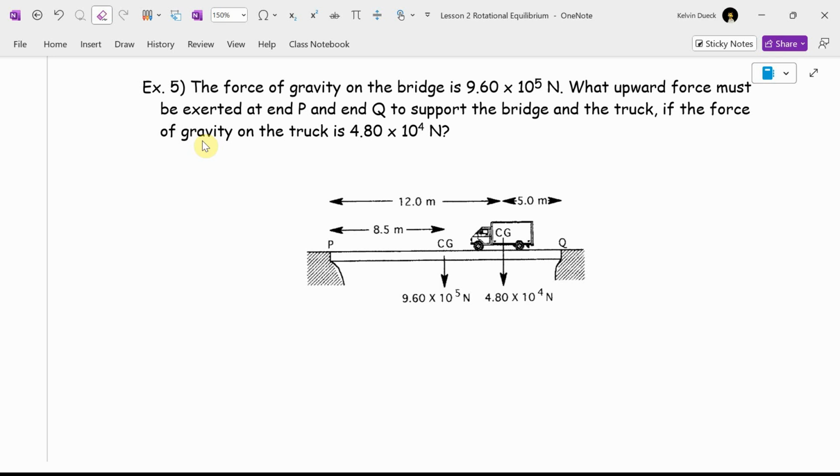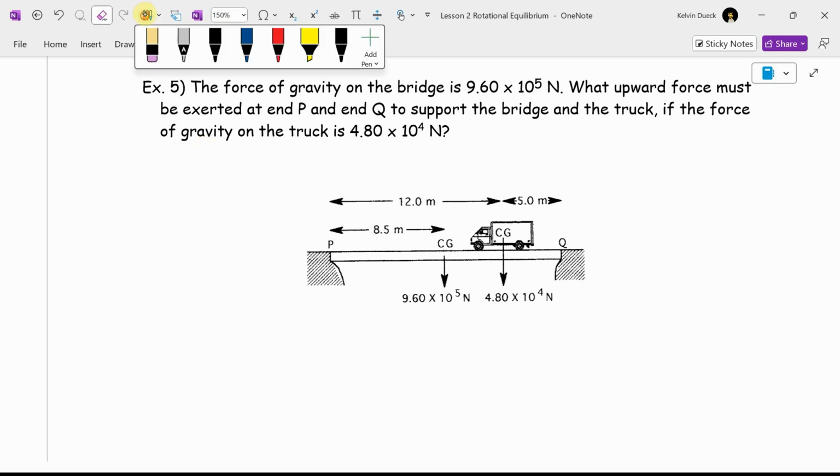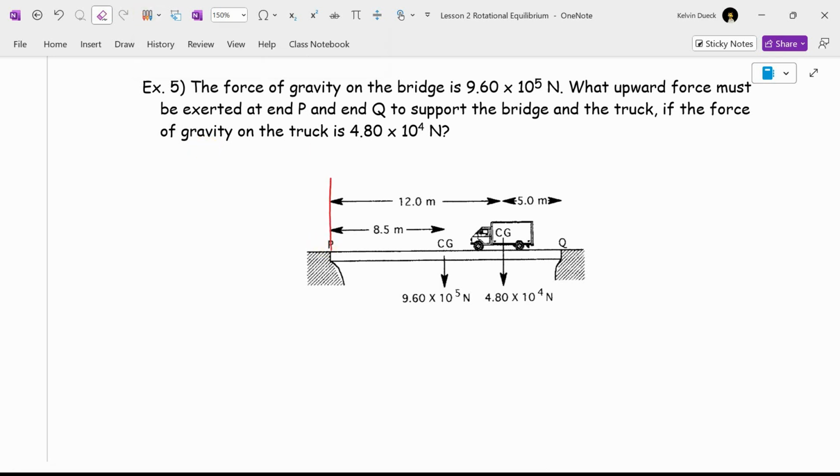Now, they've already given me 2 forces acting on the bridge. If those were the only 2, which way would this bridge have to be accelerating? Down. There has to be at least one force up. And in fact, it tells me both P and Q are pushing up. So I'm going to call this one here FP. I'm going to call this one here FQ.